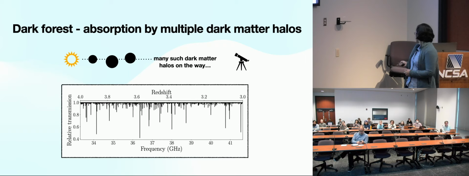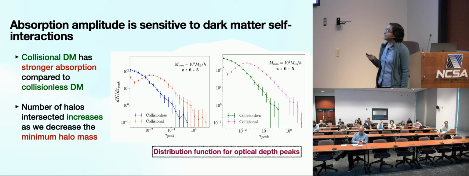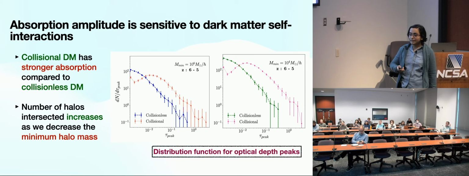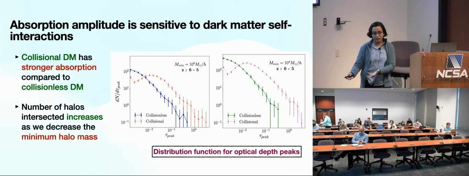Okay, so with all this collection of lines, what we did was we generated mock spectra for 100 different lines of sight, and this is the histogram for the peak of these lines for collisional and collisionless dark matter. So you can see that these lines can distinguish the nature of dark matter. So the collisional dark matter has stronger absorption in the tail. The second thing that it is sensitive to is the halo mass function. Because if we have a lower cutoff on the halo mass function, that means there are more halos along the line of sight. So there will be more absorption. So these histograms are also sensitive to that.